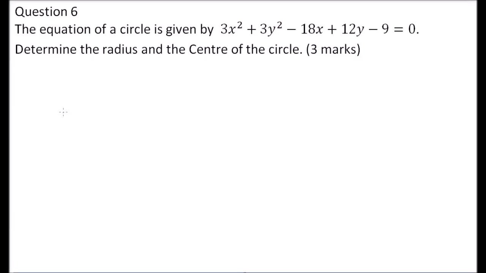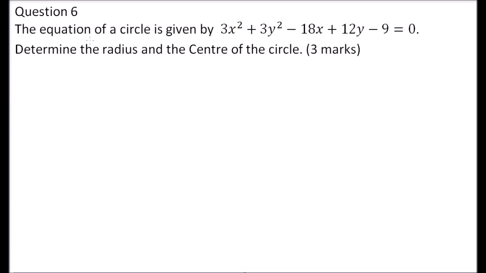Question from my online student, and it says the equation of a circle is given by 3x squared plus 3y squared minus 18x plus 12y minus 9 is equals to 0. Determine the radius and the center of the circle. You get yourself 3 marks.